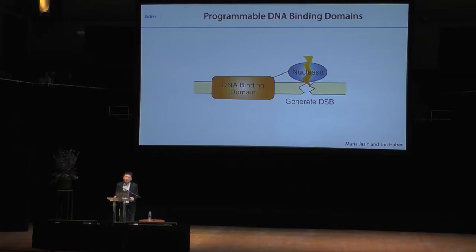One of the approaches is based on this idea. This was developed by Jim Haber and also Maria Jasin more than a couple of decades ago. The idea is to use a way to break the DNA. So think of the DNA as a very long string. In order to be able to modify a specific letter within the DNA, one thing that we need to do is to make a cut in the DNA. This is called a DNA double-stranded break.